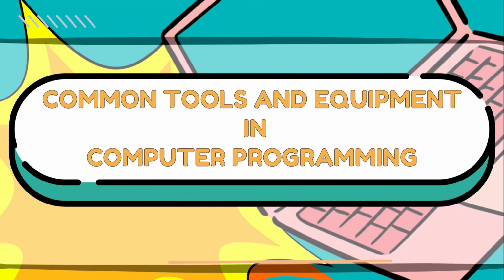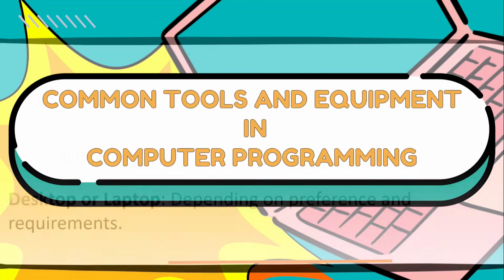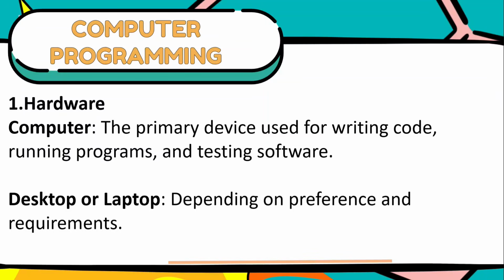Here are the common tools and equipment in computer programming. Number 1 is the hardware. Under this is the computer. This is the primary device used for writing code, running programs, and testing software. An example of this is a desktop or laptop, depending on preference and requirements.